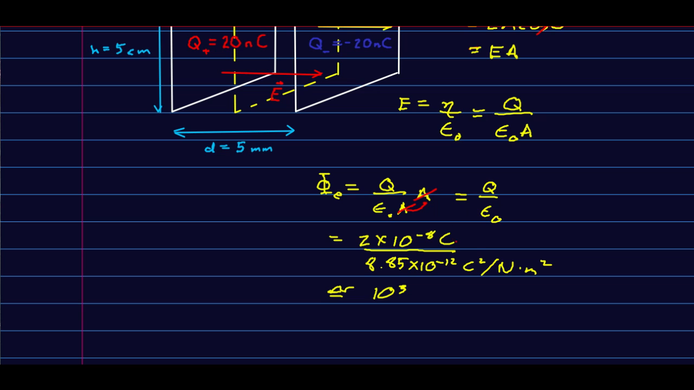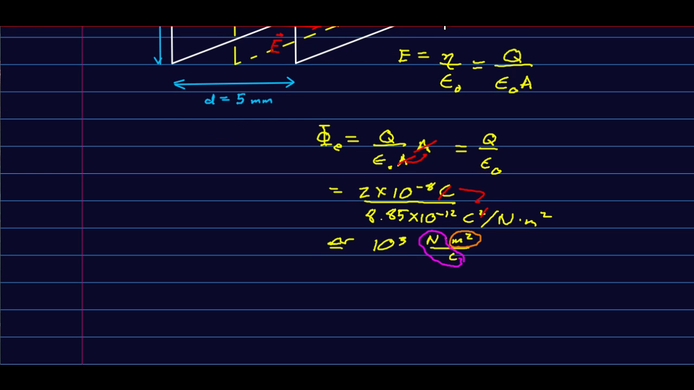And look at the units. That's what I do want to pay some attention to. It comes out Newton meter squared per coulomb. It had to, right? Because that is an E field in newtons per coulomb times an area in meters squared.